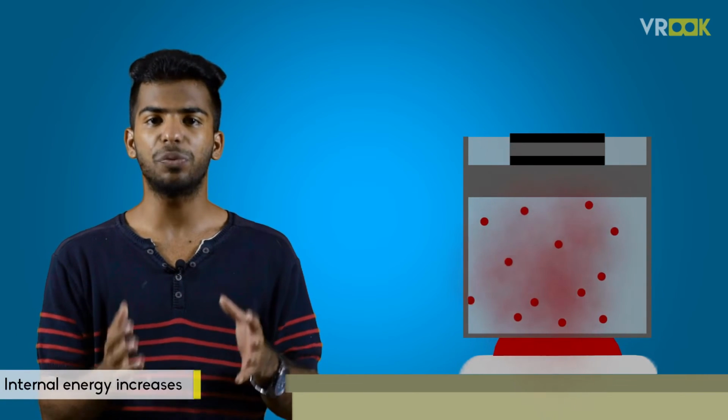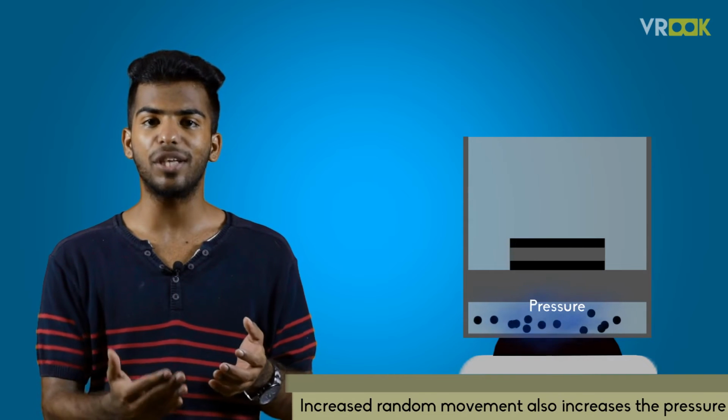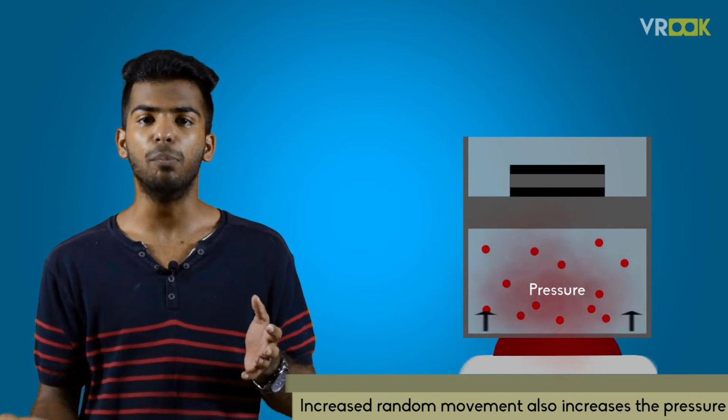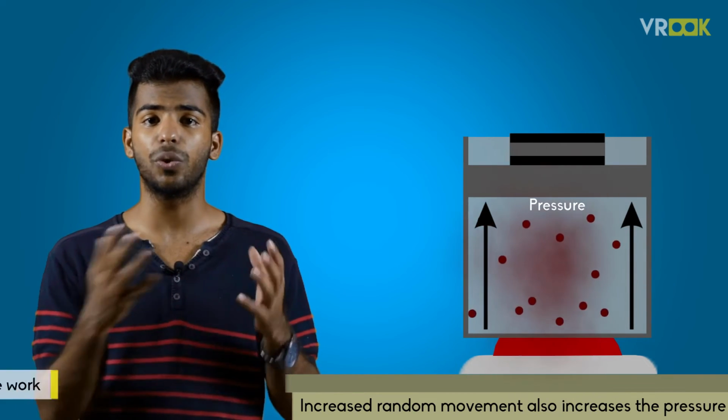Imagine there is some gaseous matter below that piston. If we give some amount of heat to these gaseous molecules, their internal energy increases, which means the temperature of the system will increase. More temperature means the molecules or atoms will move at much higher velocity. This is the increase in internal energy. This increased random movement also increases the pressure in the system and therefore it moves the piston upwards. So essentially the system is doing the work.